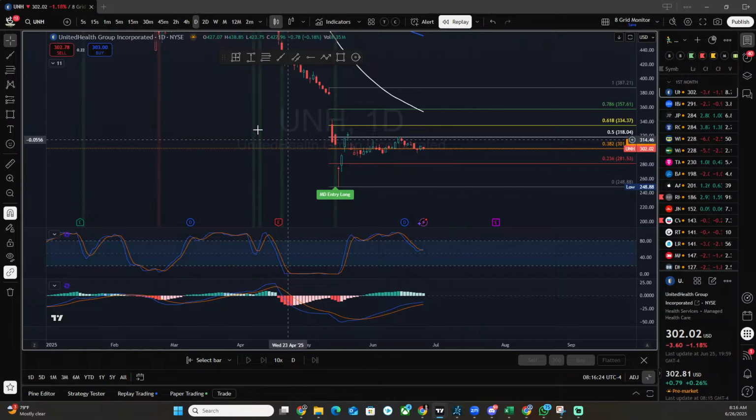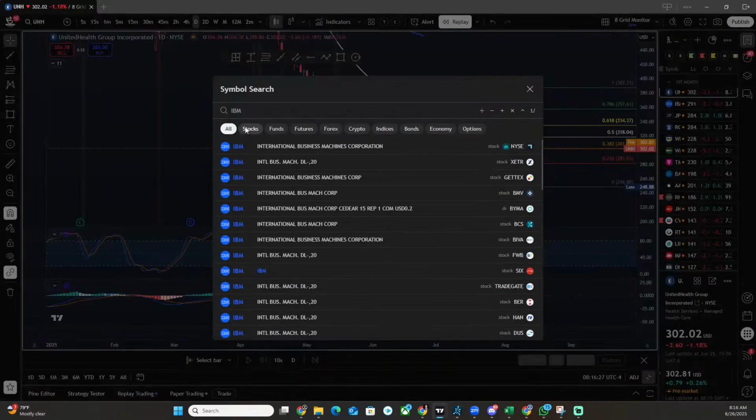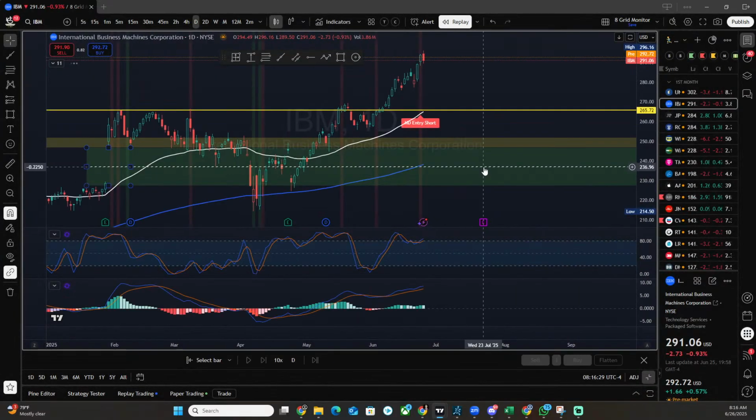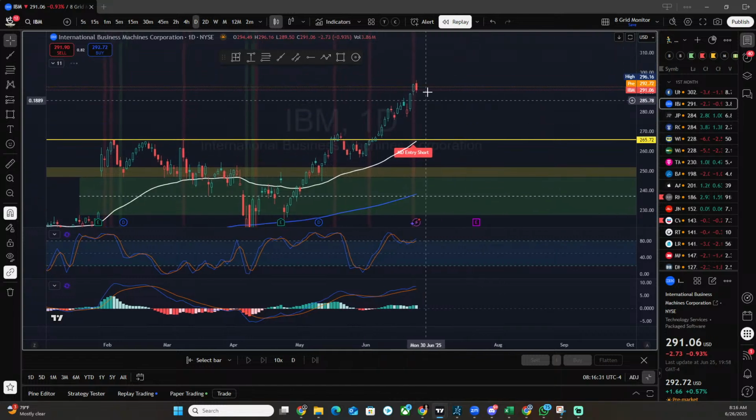All right, what else we got? We got IBM. IBM, it's been on a tear, right? And from the time that it broke out from here, you're talking about 1, 2, 3, 4, 5, 6, 7, 8 green candles. So this was a nice little healthy pullback.